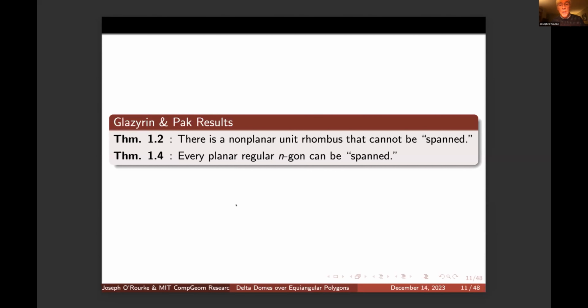It says that every planar regular n-gon can be spanned. So this is planar regular n-gon. So that's very much in our world, in our work here. And they proved they can all be spanned in their sense of spanning, which means non-convex, self-intersecting. So our result is a contrast to this. Here, every planar regular n-gon can be spanned, but we show that only a few can be domed.